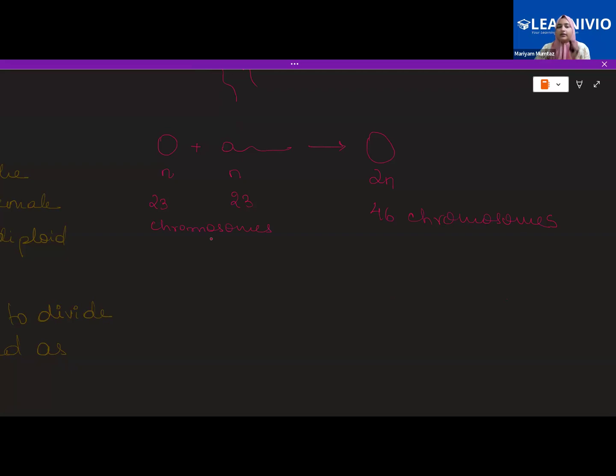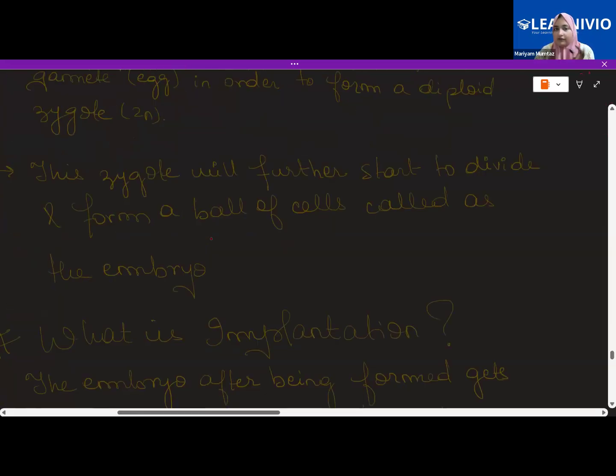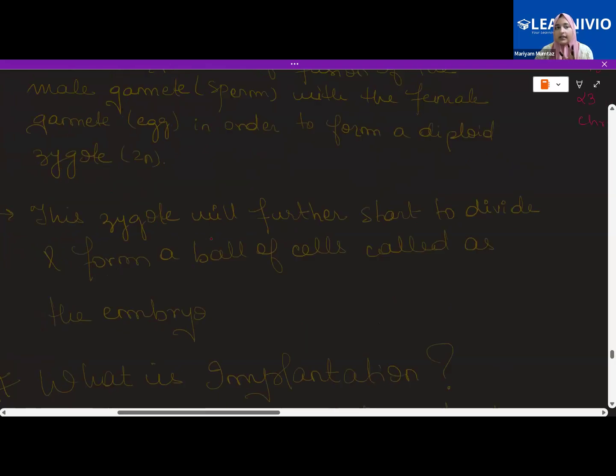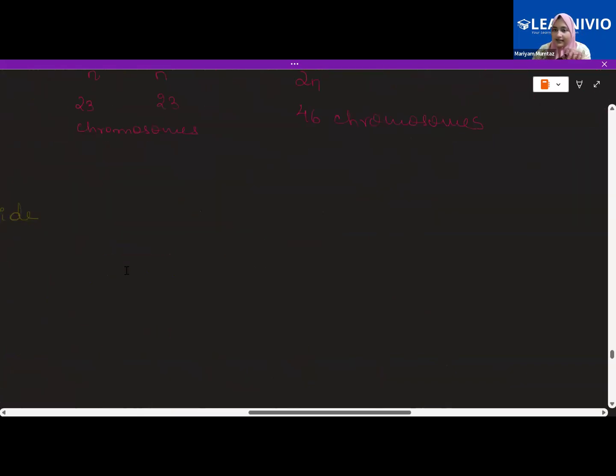So this was about the fertilization. Now, after this zygote is formed, more and more divisions will start taking place in the zygote, and from the zygote, the embryo will be formed. Okay, the next stage that the zygote goes through is the embryo. And during this time, two possibilities are there.